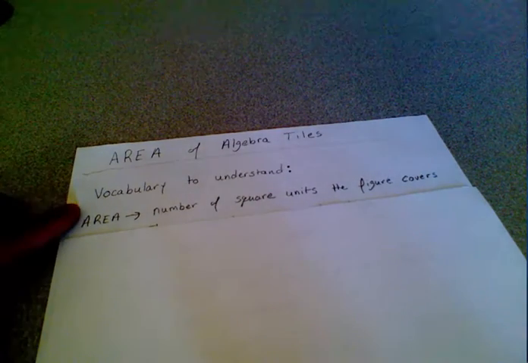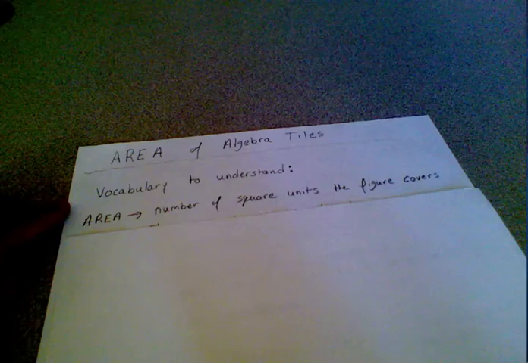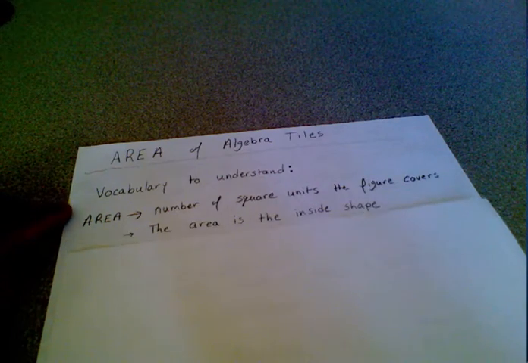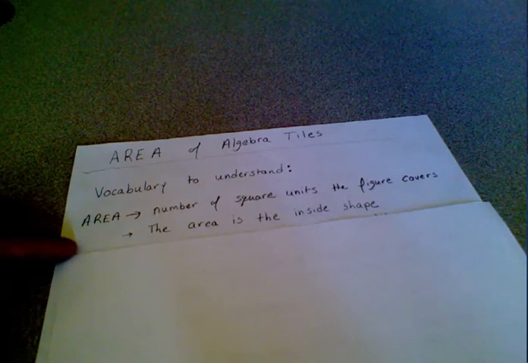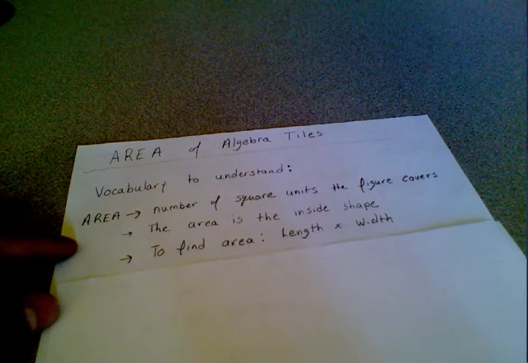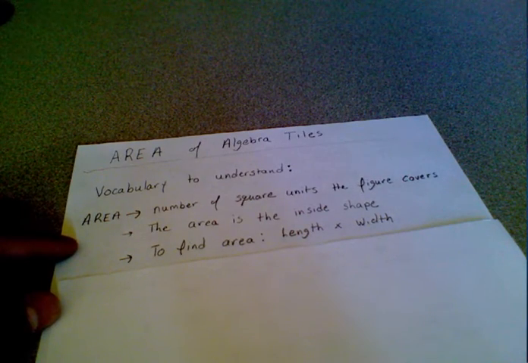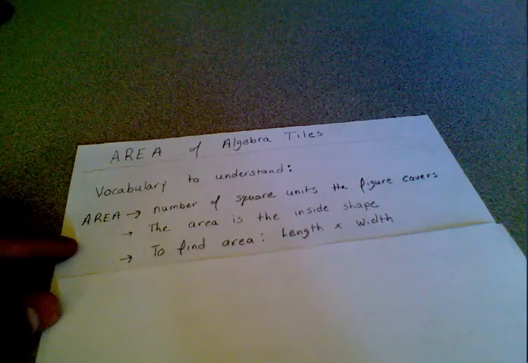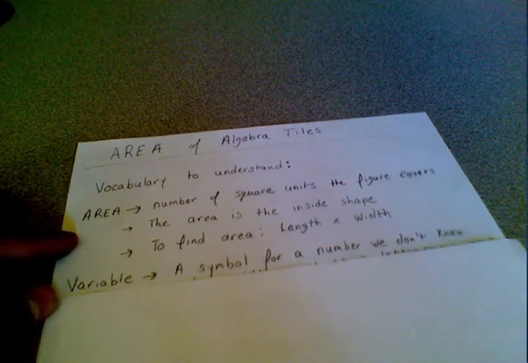First off, area. Area is the number of square units the figure covers. The area is the inside of the shape. To find the area, we multiply the length times the width. Hopefully this is a review for you.